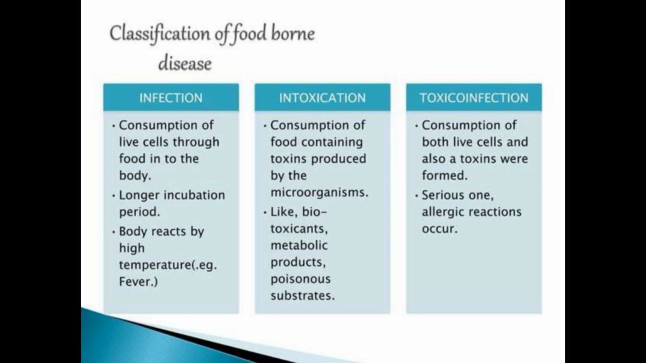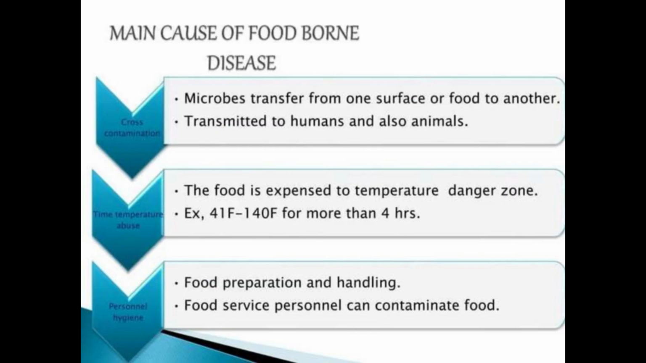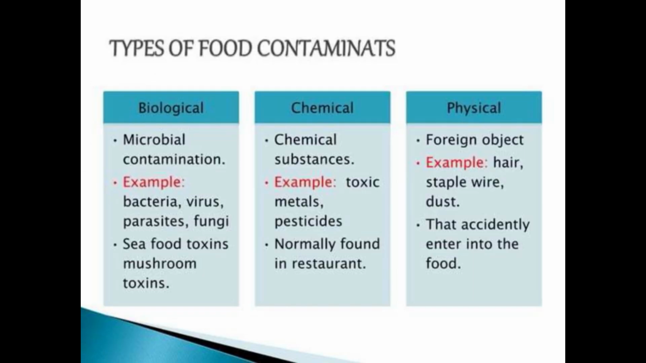So you can see here the classification of the food: infection, intoxication, and toxo-infections. The infections, such as pathogens, can contaminate the foods. It can be viral or parasitic, or it can be an intoxication. So the main cause of foodborne diseases will be a transfer from one surface or food to the other, for example from humans to animals, and food can be sensitive to temperature if it is not stored properly.